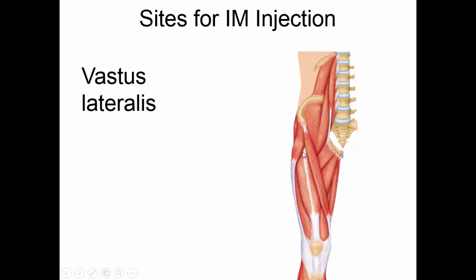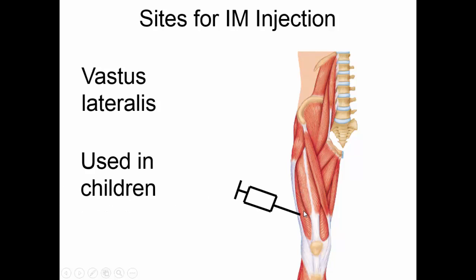And the vastus lateralis, down the side of the leg, is a site that's primarily used in children. Many times in very small children, the deltoid and the gluteus medius are not large enough, but the vastus lateralis can be used for intramuscular injections.